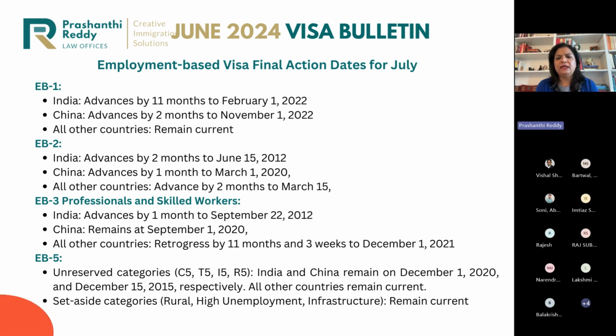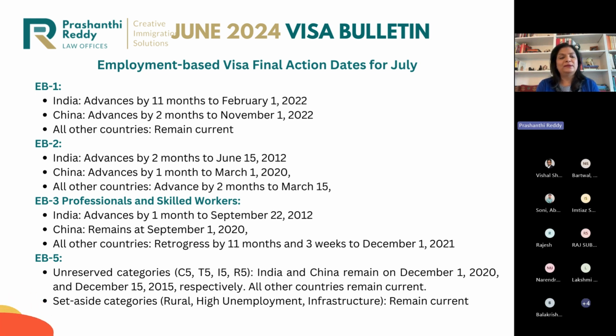For employment-based category 2, India advances by 2 months to June 15, 2012. China by 1 month, and all other categories advance by 2 months. So if you see this EB2 category in general, they've advanced by 1 or 2 months. Not a significant advance, but still something is better than no forward movement and definitely better than retrogression.